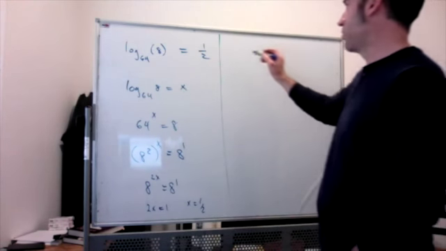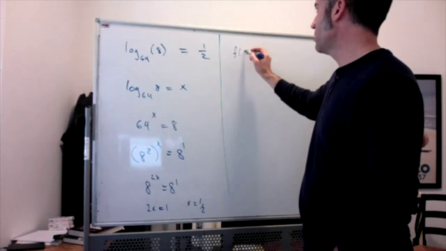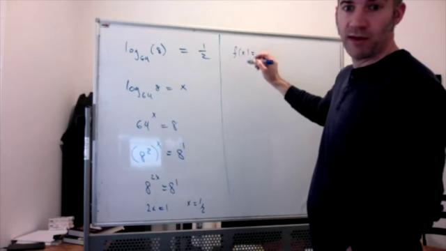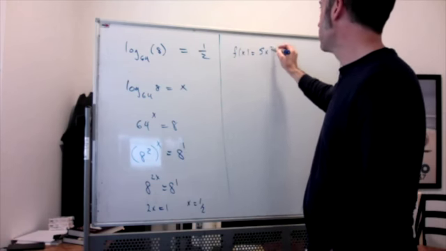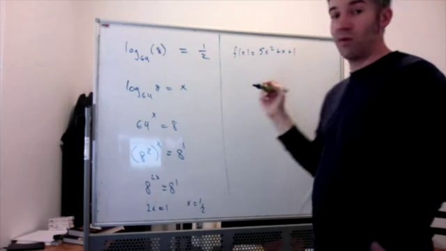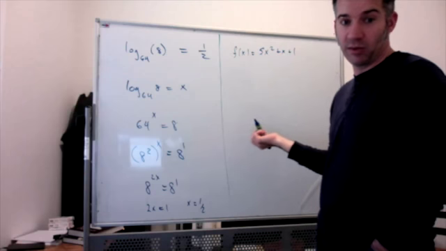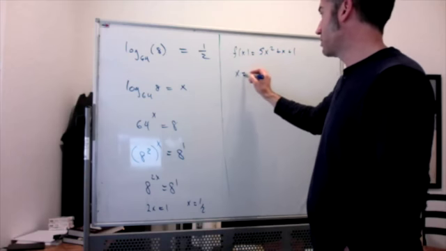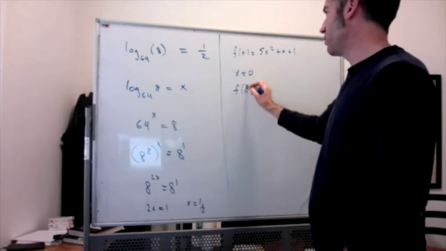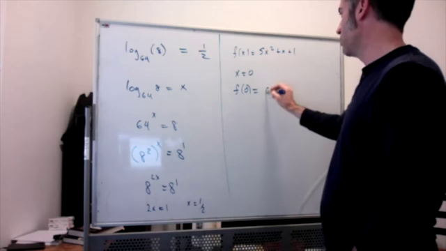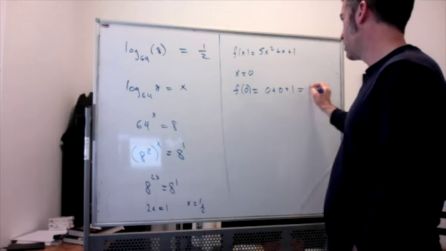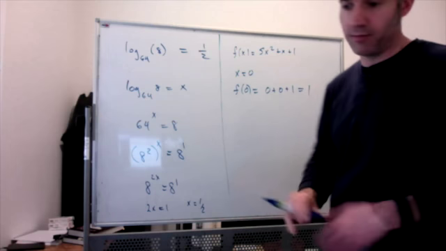Next one: what's the y-intercept of the function f of x equal to 5x squared plus x plus 1? The y-intercept is just the place where we hit the y-axis, which is when x is equal to 0. So we're going to set x equal to 0, and f of 0 is going to be 0 plus 0 plus 1, which is 1. So the y-intercept will be 1.